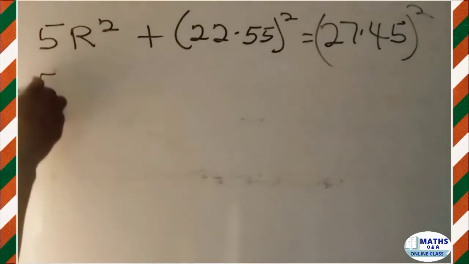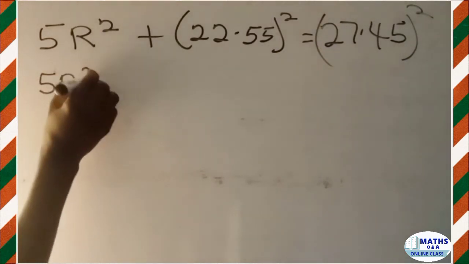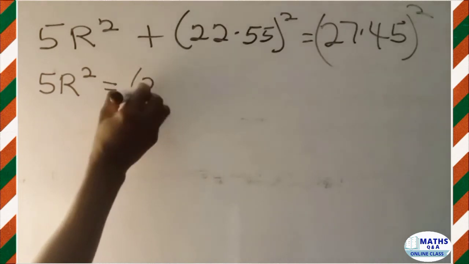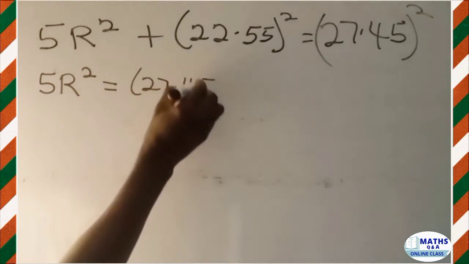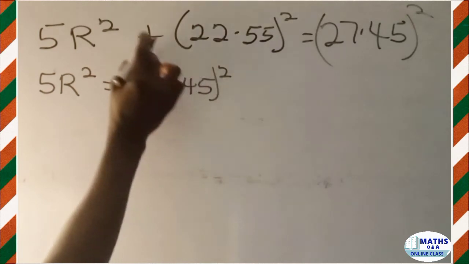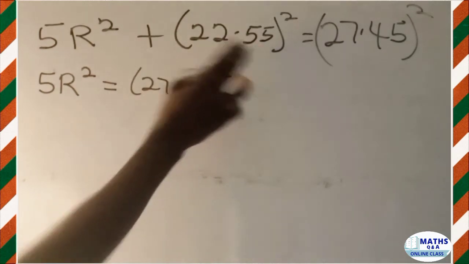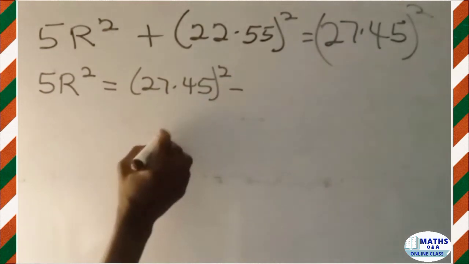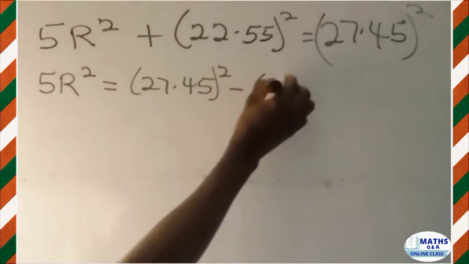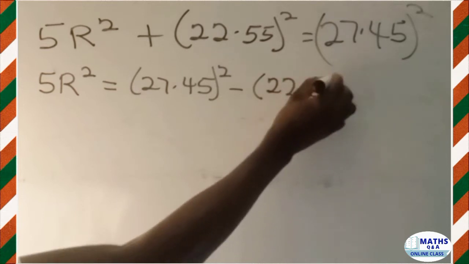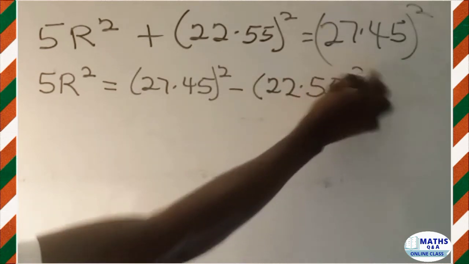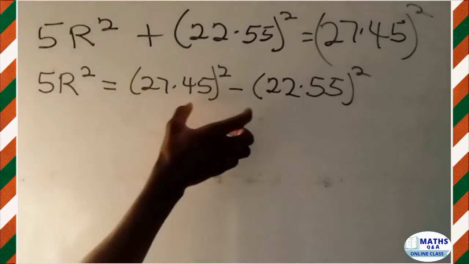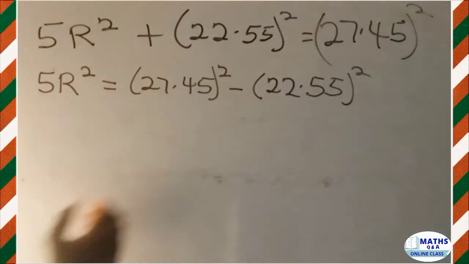So we have 5R squared equal to, now I write the first one, which is 27.45 squared, and I'm sending this constant number to the other side. Okay, it's positive here, so when it comes here to be what? Negative. So negative 22.55 squared.